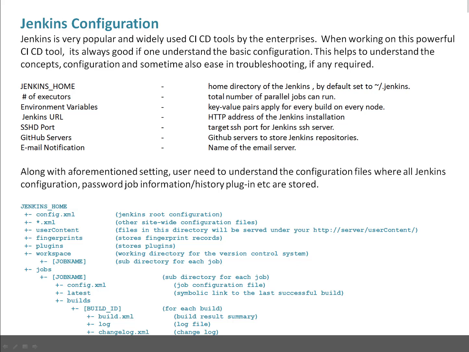Then guys, email notification. This is the name of the email server which you use in your setup. If you don't define any email server, by default, whatever email configuration or email server you have on the machine where Jenkins is installed, that will be the email server. So let me show you these things quickly before I jump to the next section, which is again an important one and very much required to understand the configuration.